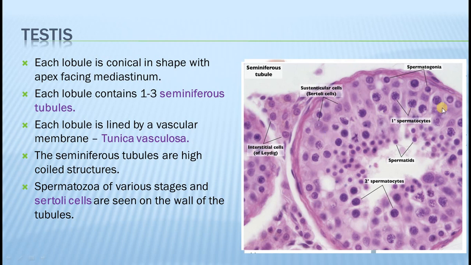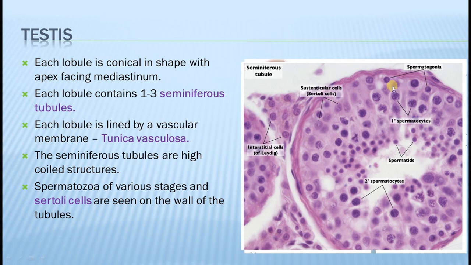Now, if you take the total length of the seminiferous tubules, you can see the spermatogenesis at various stages, almost 6 stages you can see, and it takes around 64 days for the spermatogenesis to actually complete.